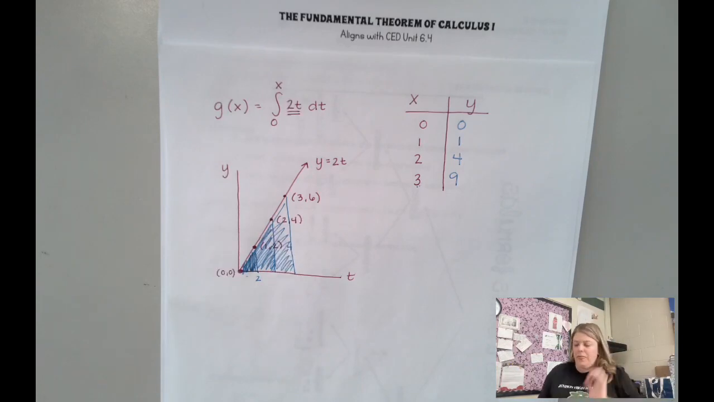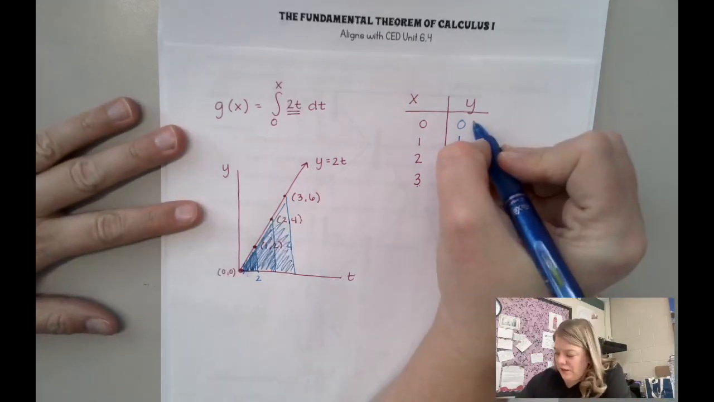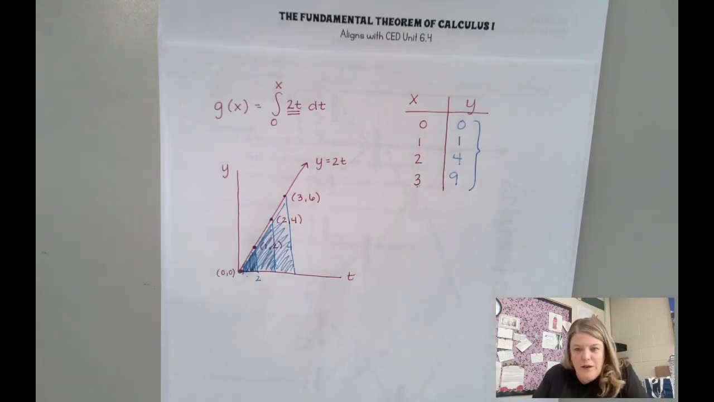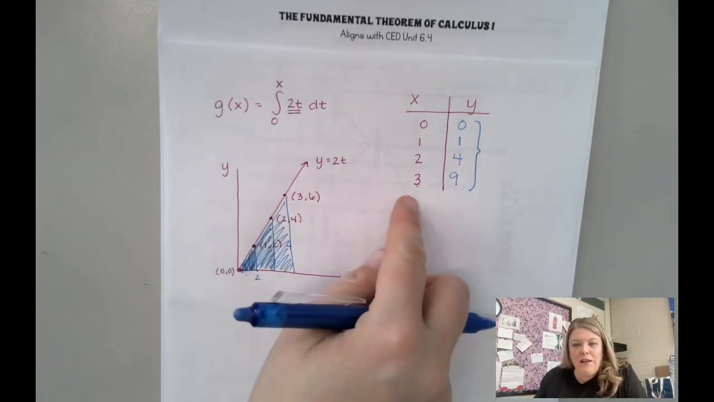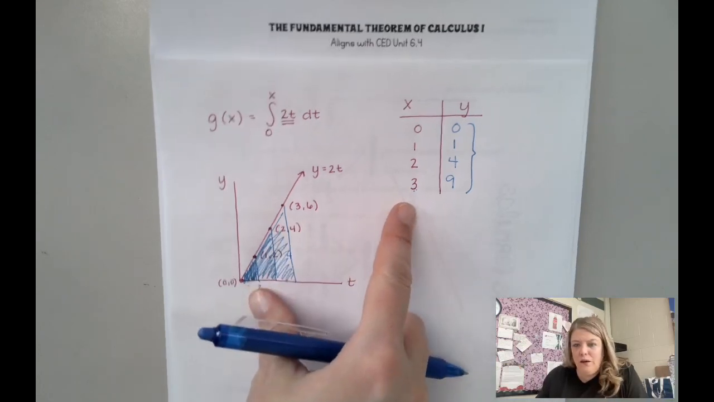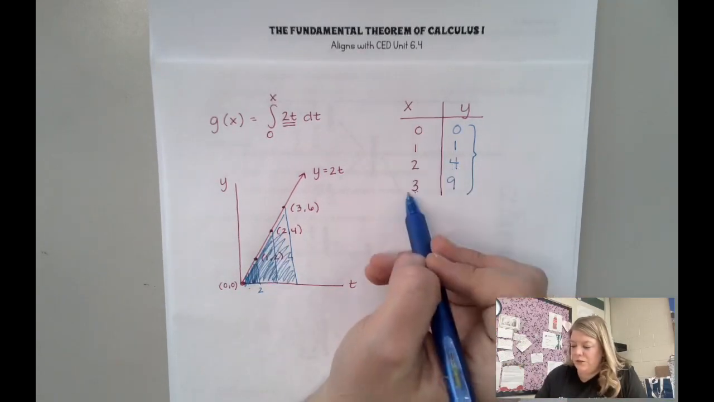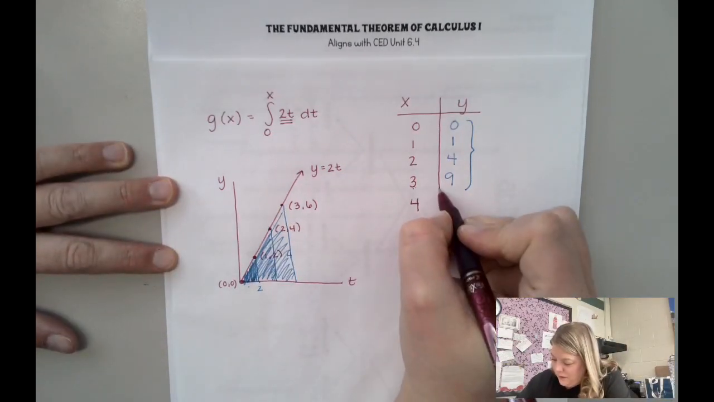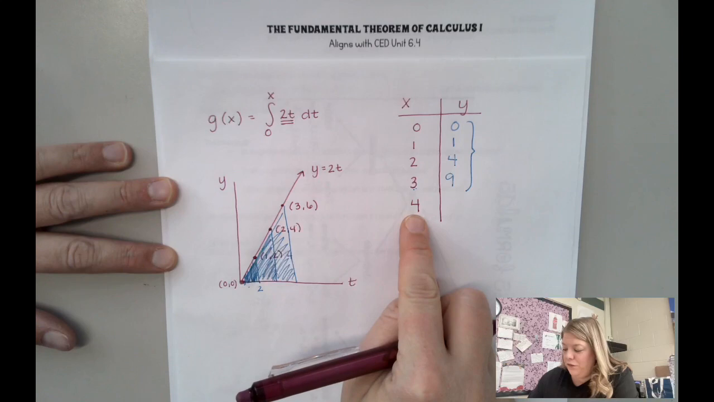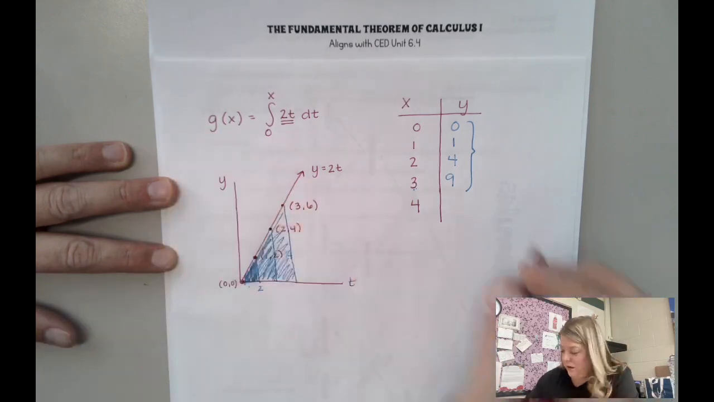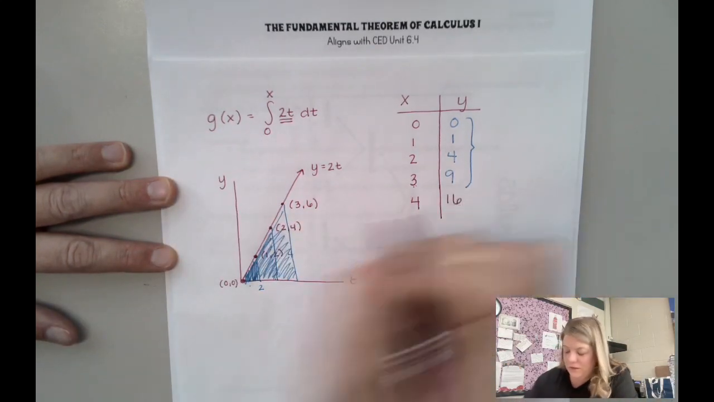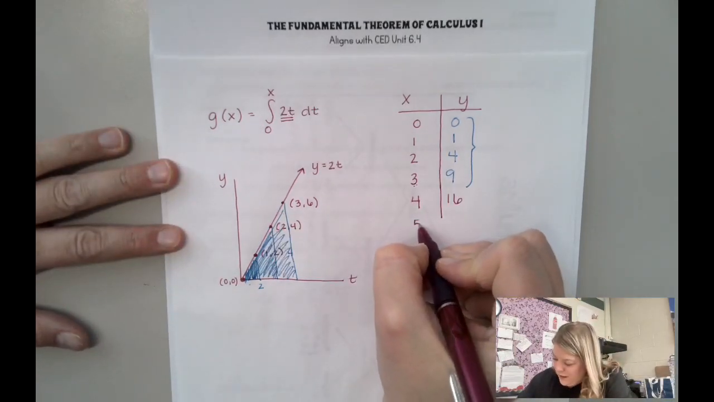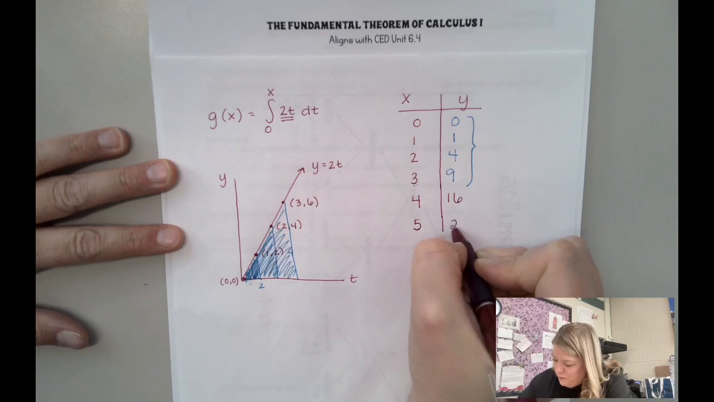Okay, but now take a look at these values. These should look familiar to you. This looks like another function that you've seen before, where 1 becomes a 1 and 2 becomes a 4 and 3 becomes a 9. If I had to guess, I would guess that if I were to do g of 4, that answer would probably be 16. And if I had to do g of 5, that answer would probably be 25.